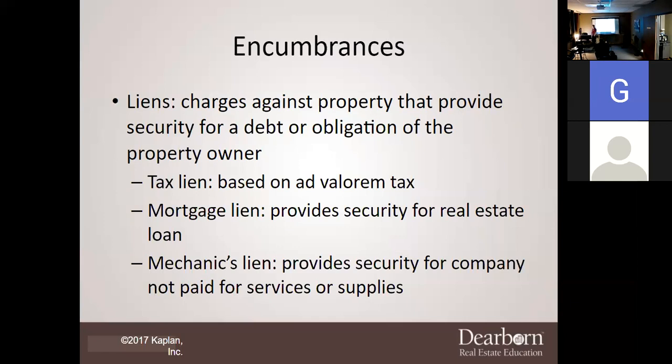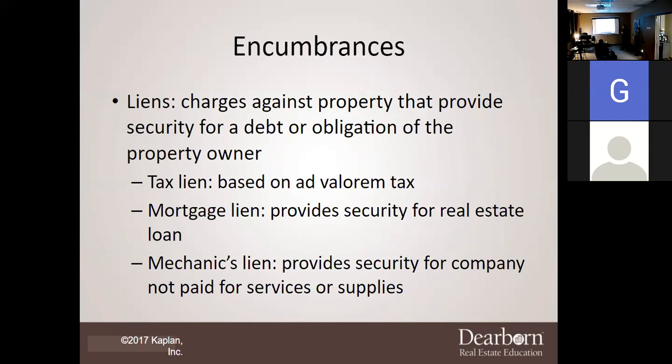When we're dealing with a tax lien, it is basically an ad valorem. When they talk to you on the test, they're not going to say ad valorem tax. They're just going to say ad valorem, or ad valorem assessment. What they're talking about is taxes. A tax lien, of course, is based upon the property taxes. Now, if you do not pay your taxes, they can sell the property right from underneath you.